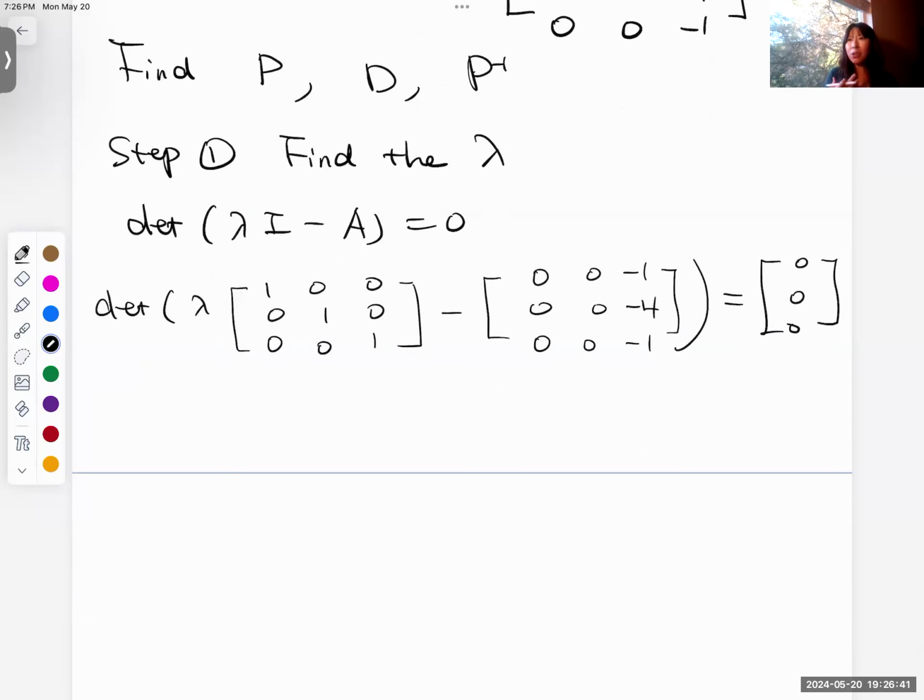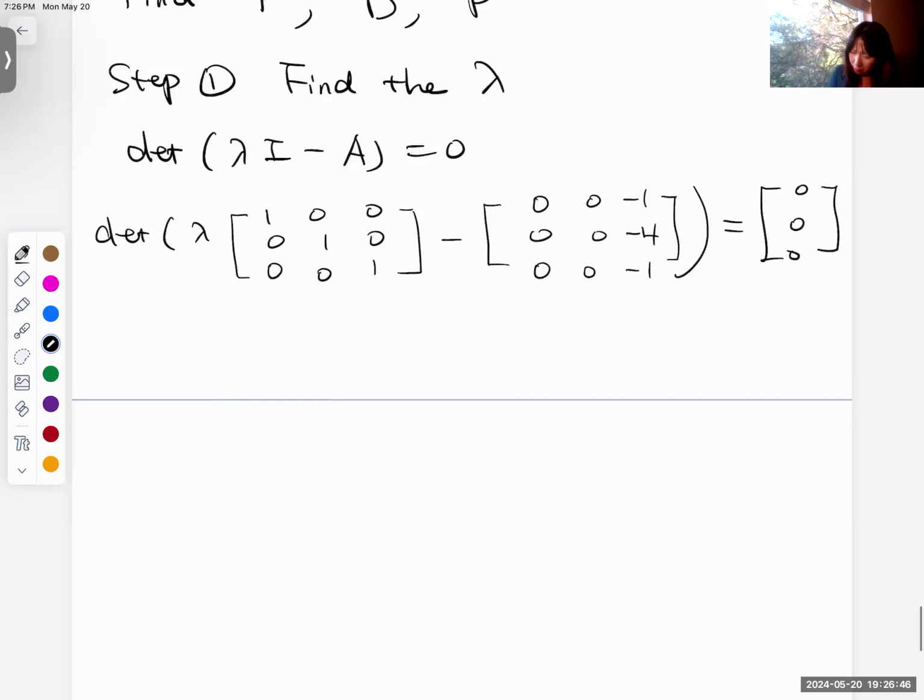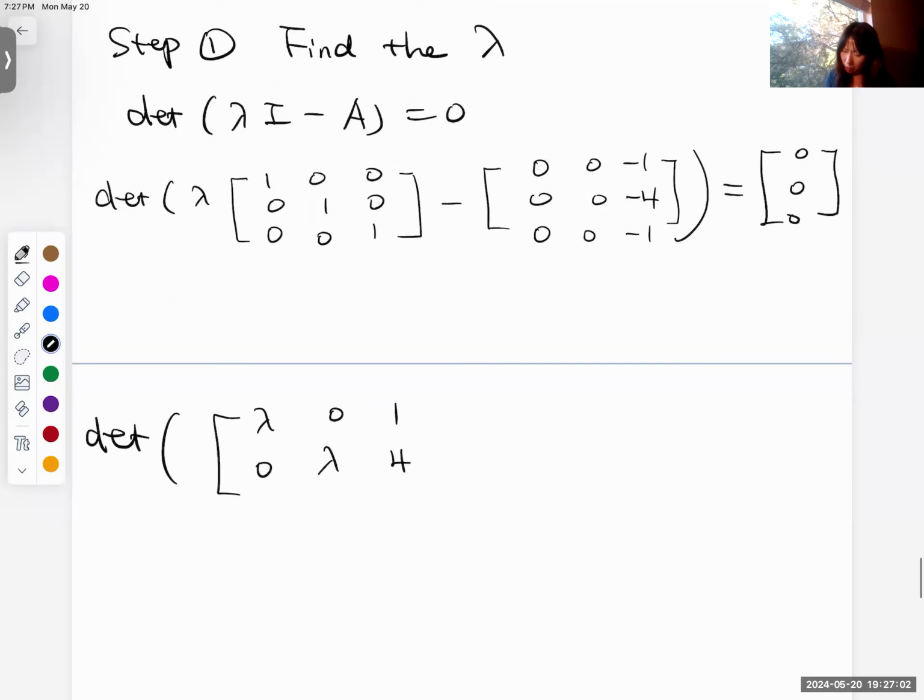Okay, so please correct me if I make a mistake. So determinant of lambda, 0, positive 1, right? 0, lambda, positive 4, 0, 0, lambda plus 1. Yes? Okay. Thank you. All right.